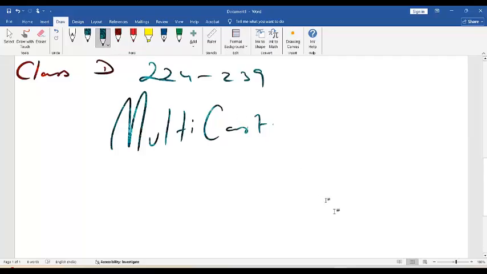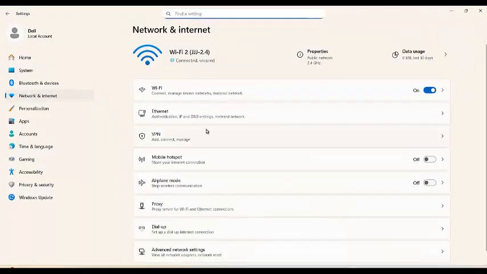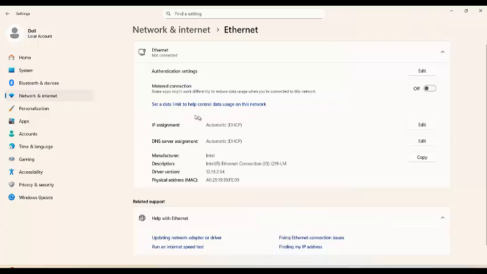Let me show you that. I'm going to try assigning an IP address to one of my Ethernet interfaces.